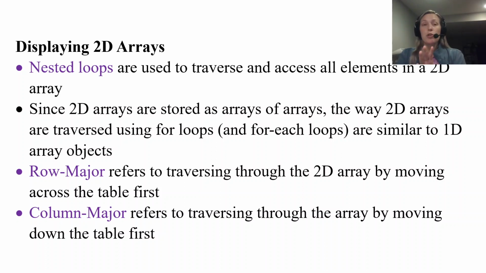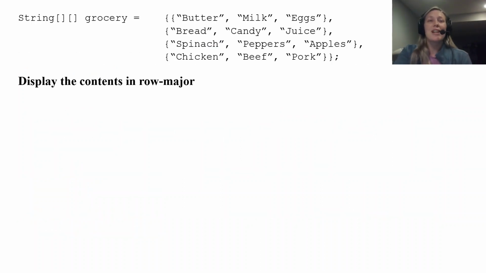And I'm going to show you an example of how we use nested loops to accomplish this. First off, by just displaying the contents of a two-dimensional array. And then we'll get into some actual AP examples where we actually do something with these traversals. Okay. So here I have a two-dimensional array called grocery, and it stores strings.